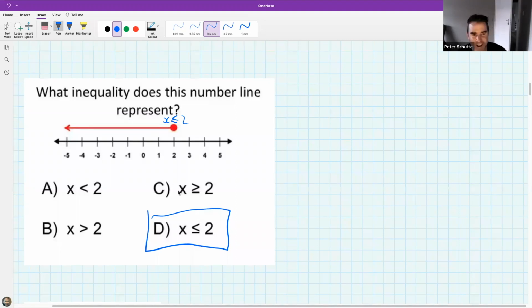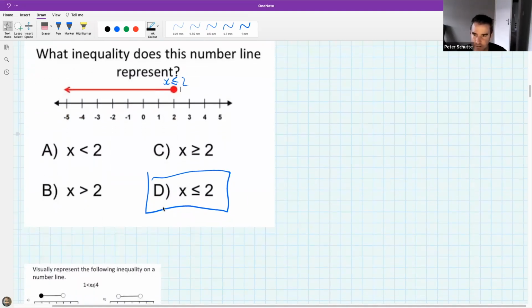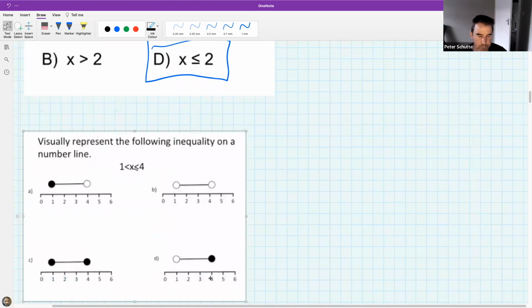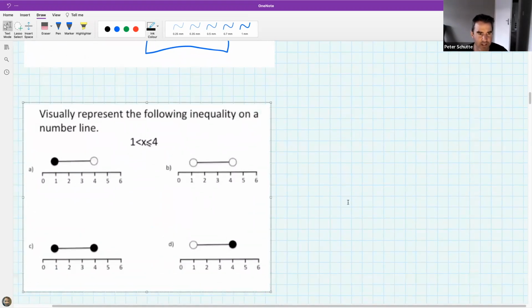So what are valid solutions to this inequality? Well, 1 or 1.5 or -1 or naught, all of these to the left of 2 or including 2 are valid options for this inequality to make it true. Let's do another one like this. Visually represent the following inequality on a number line. Choose the one that you think fits these patterns here.